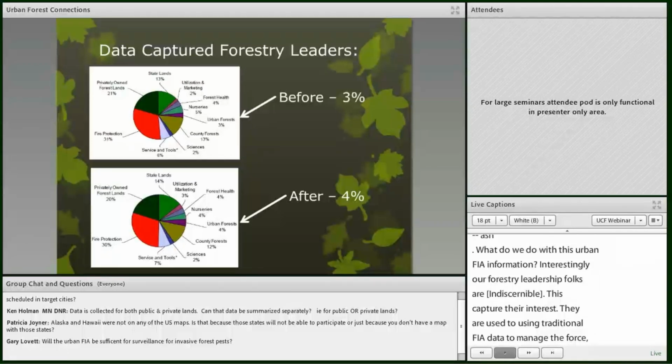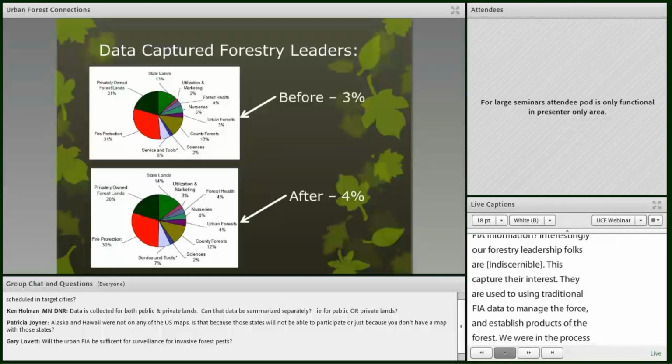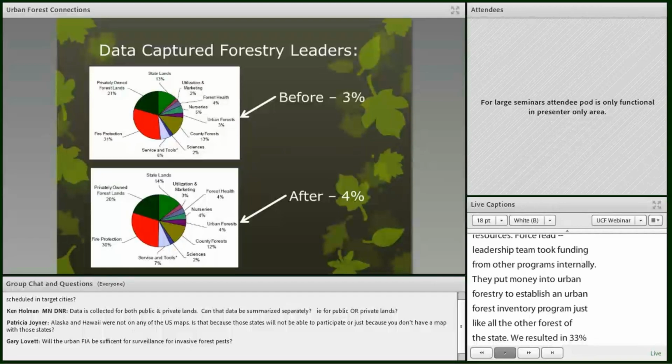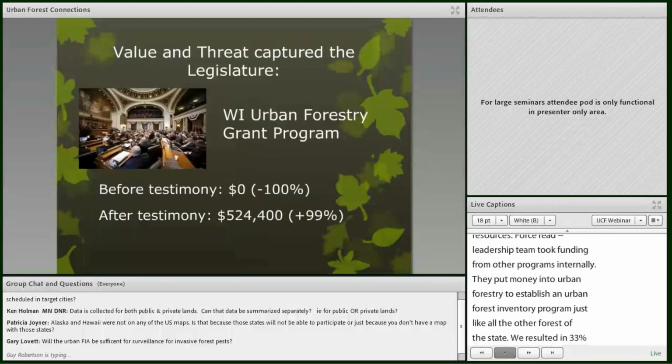And we were in the process of doing a reallocation of resources, and the forest leadership team took funding from other programs internally. They didn't ask for more. They rearranged money and put money into urban forestry to establish an urban forest inventory program just like all the other forests of the state. So we resulted in a 33% increase in our support from the internal power structure in DNR forestry.